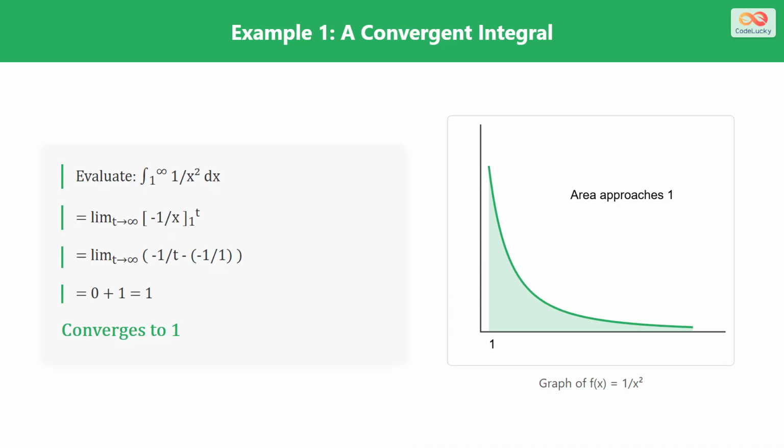Here is an example of convergence. We are integrating 1 over x squared from 1 to infinity. We replace the upper bound with t. The integral of x to the negative 2 is negative 1 over x. Evaluating this from 1 to t gives us negative 1 over t plus 1. As t goes to infinity, 1 over t becomes 0. The result is exactly 1. The area is finite.